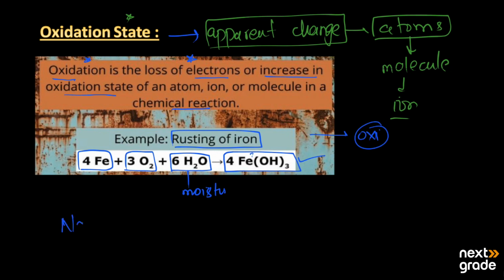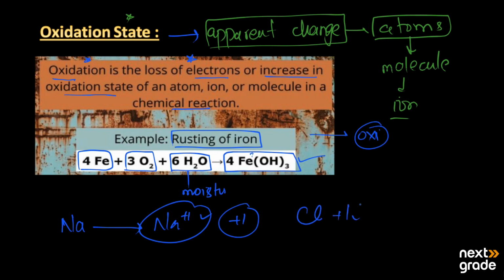Likewise, we have sodium. By losing one electron, it carries a charge of +1. Now, this +1, or positive one, is its oxidation state. On the other hand, when we have chlorine, by gaining one electron, it carries a charge of -1. Now, this negative one is its oxidation state.